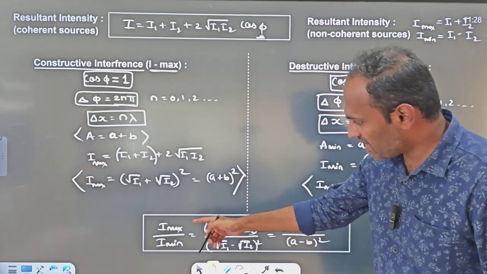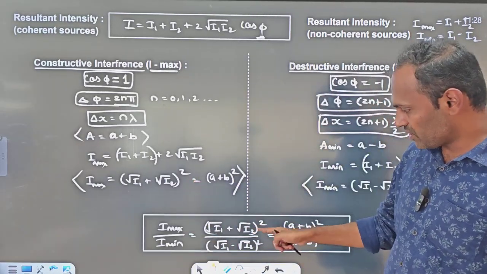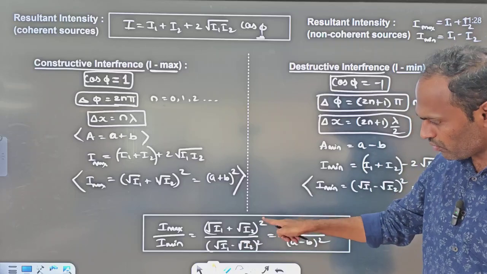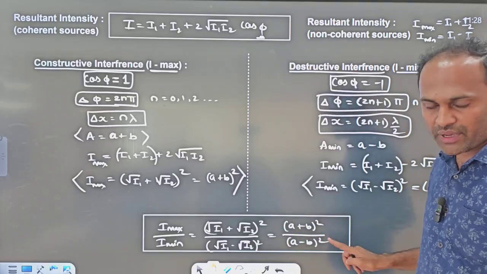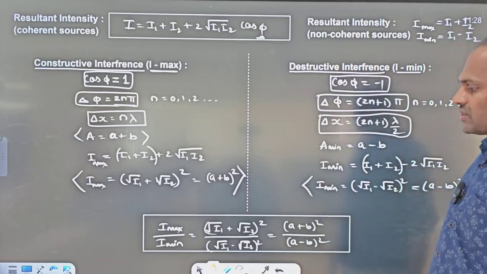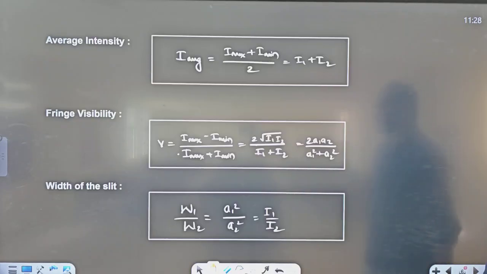So the ratio of maximum intensity and minimum intensity will use the same formulas. Root I1 plus root I2 whole square divided by root I1 minus root I2 whole square, or in terms of amplitude, a plus b whole square divided by a minus b whole square. Right? So like this we will get it. Okay, that's all about the constructive and destructive interference.